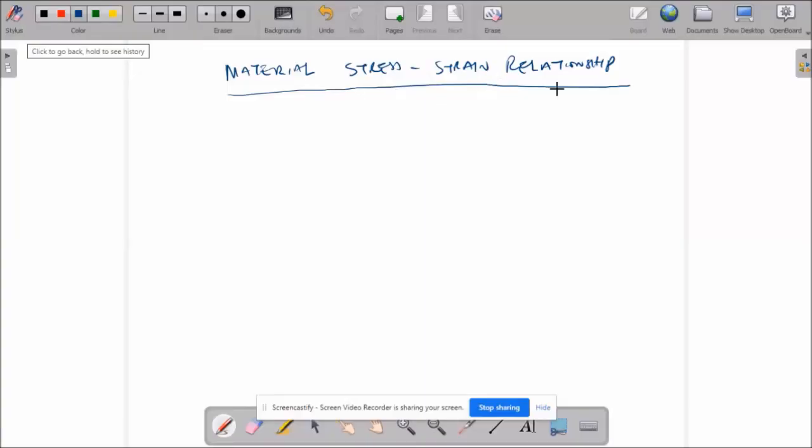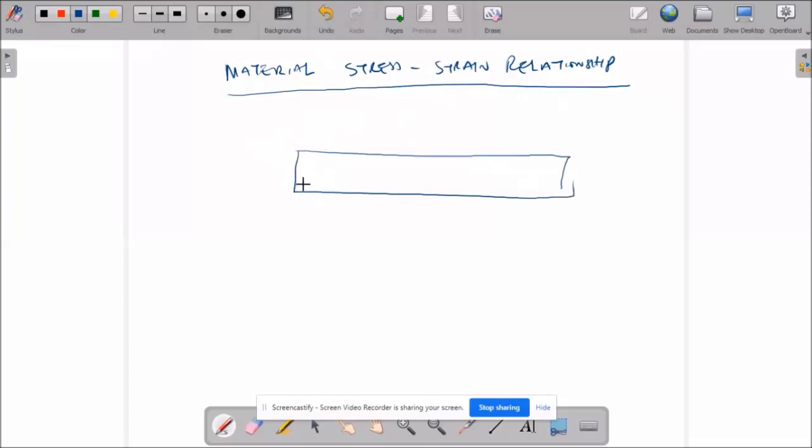Material stress strain relationship. So first of all, we draw a reinforced concrete member in this form, which contains a reinforcement. Then when we subject or apply load on this member, this member is expected to deflect. I have a shape of this form.